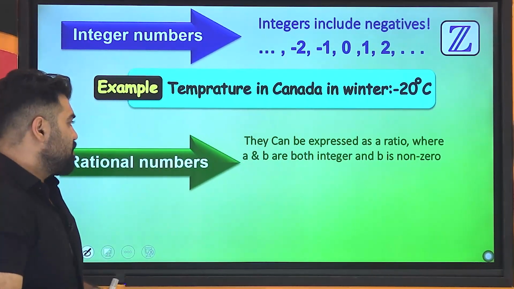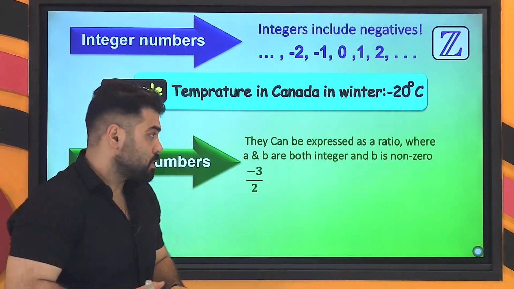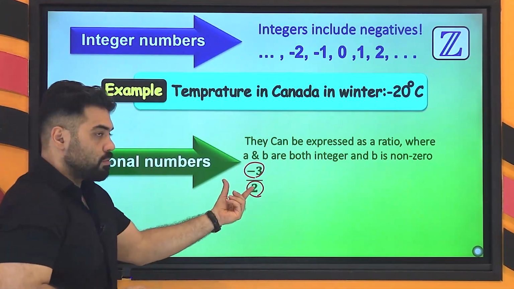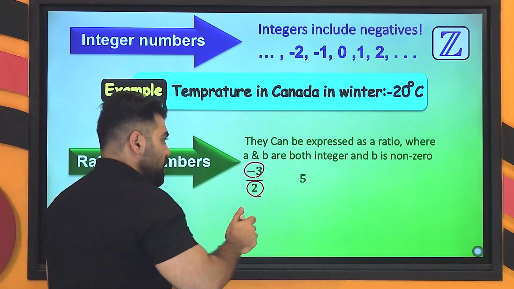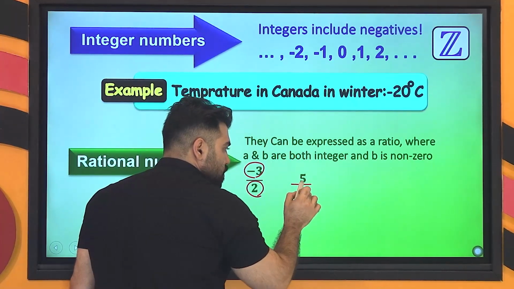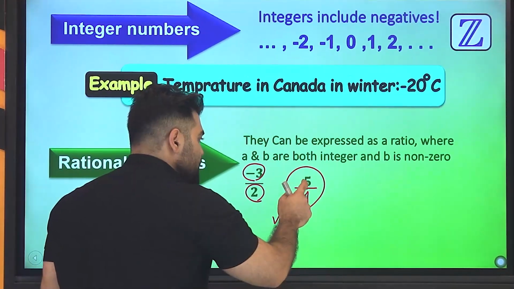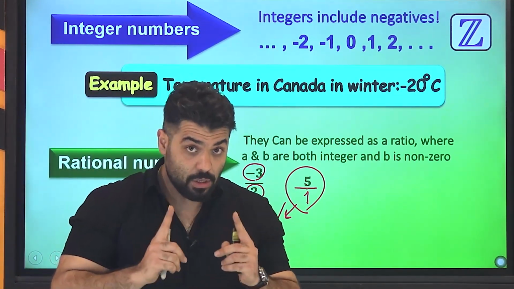Some examples, my friends. -3 over 2 is a rational number because -3 and 2 both are integers and 2 is non-zero. Another example, 5 is a rational number because the denominator is 1, integer over integer, so it's a rational number. From this, we can conclude that all integers are rational number.